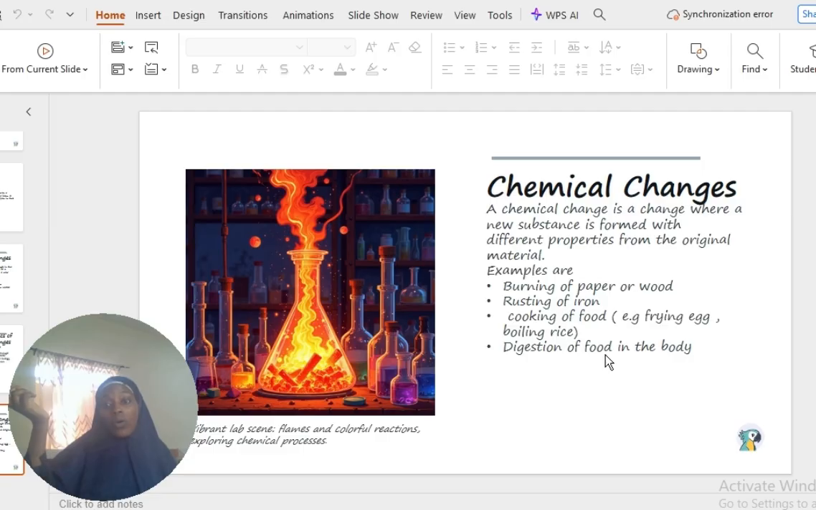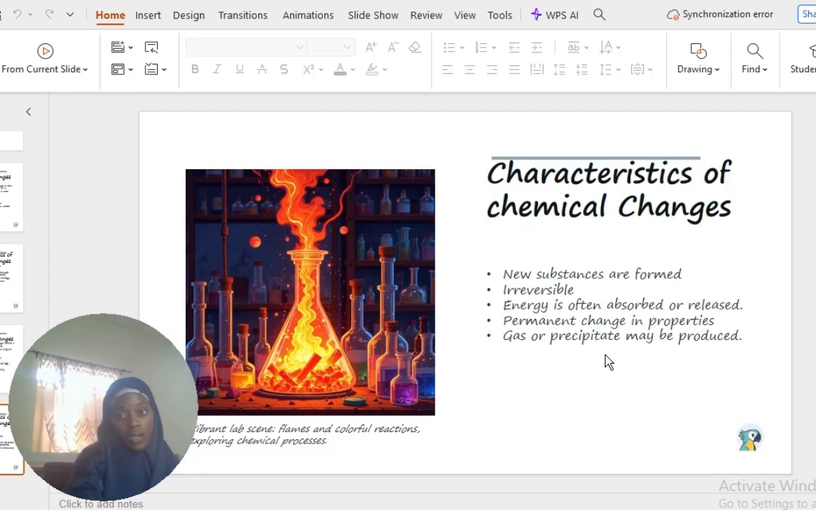Now, cooking of food. When you fry your egg, you cannot get the raw egg back. When you boil your rice, you cannot get the raw rice back. Digestion of food in the body also. And characteristics of chemical change: a new substance is formed, it is irreversible. Unlike the physical change, you cannot reverse the chemical change. Now, energy is often absorbed or released. Permanent change in properties. Gas or precipitates may be produced.